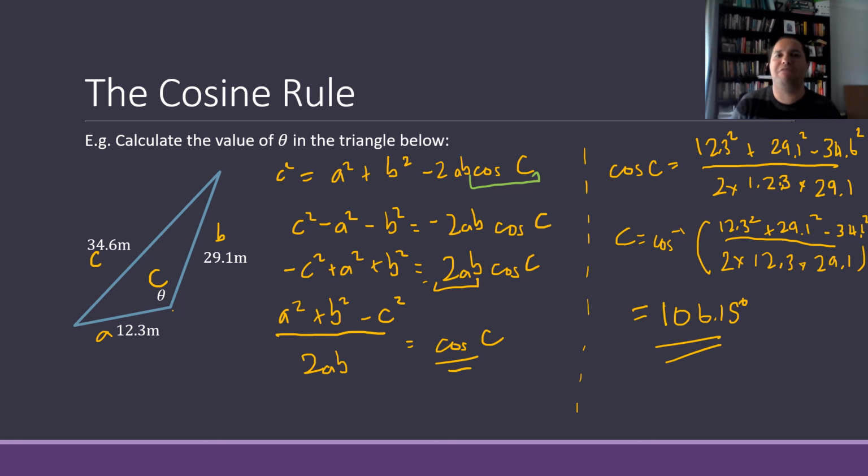Now for the cosine rule, there is no ambiguous case. So whatever number we get with the cosine rule, that's definitely the right answer.